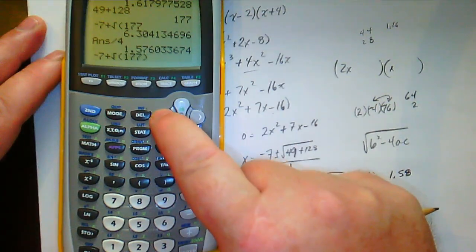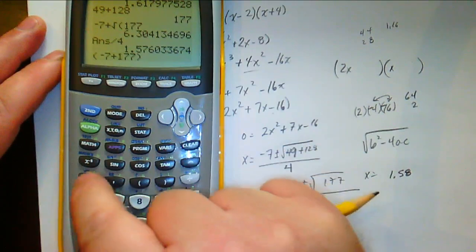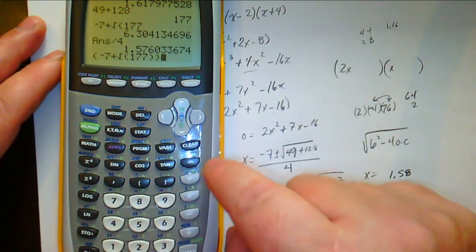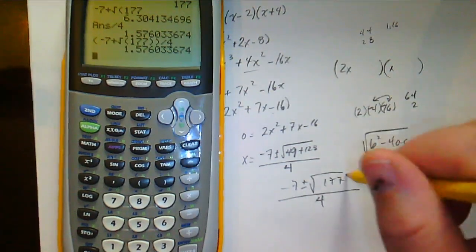I needed to do this right here. I had to put the whole thing in a group: -7 plus the square root of 177, and then divide by 4. To me, that's just so many parentheses. I mess it up, so I'd rather do it in 2 steps.